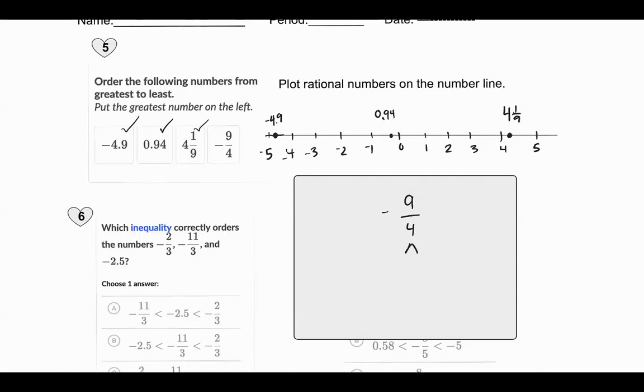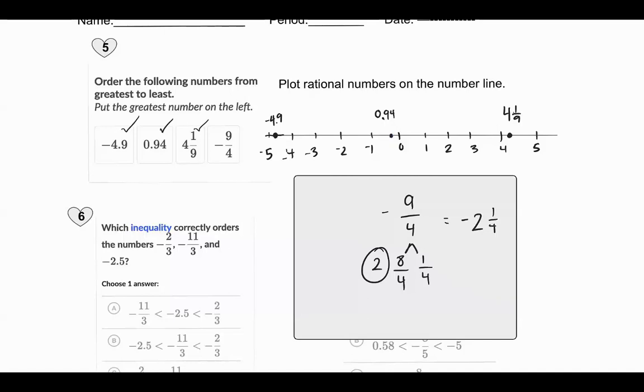So I could do 4/4, 8/4, and then I can't do any more. So I can pull out 8/4, which is the same as 2 whole. And if I started with 9 and I've pulled out 8, what's left? 1/4. So I have negative 2 and 1/4, which is the same thing as negative 9/4.